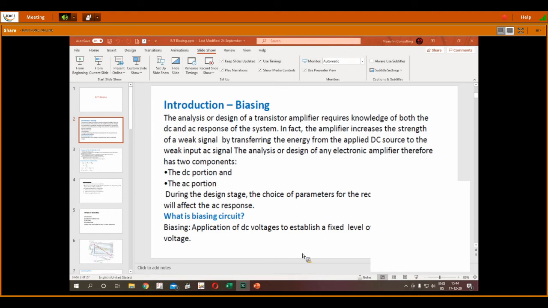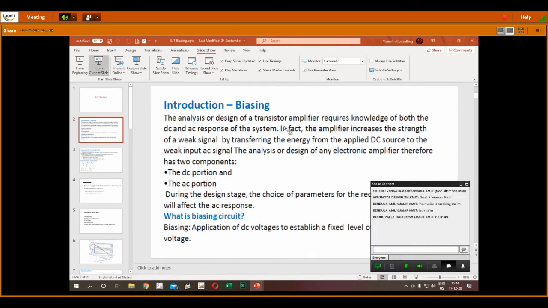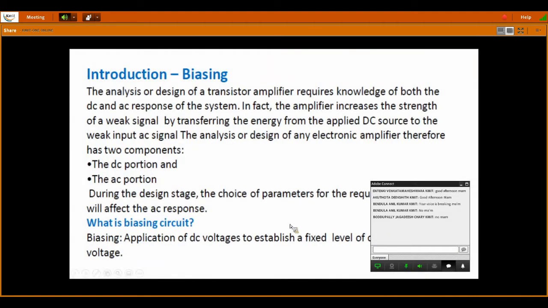Okay, right. So biasing is the application of DC voltages which can establish the fixed levels of output voltages on a transistor. So this is defined as biasing.